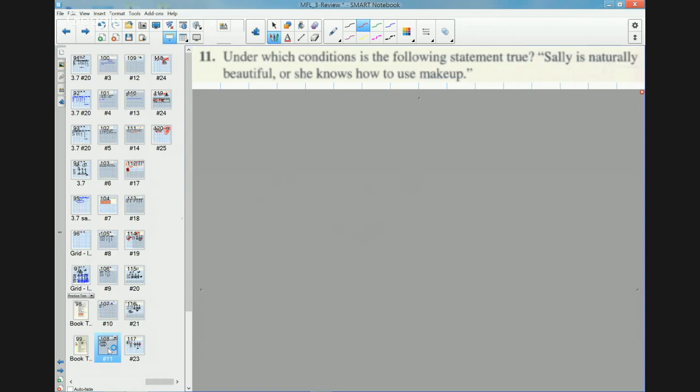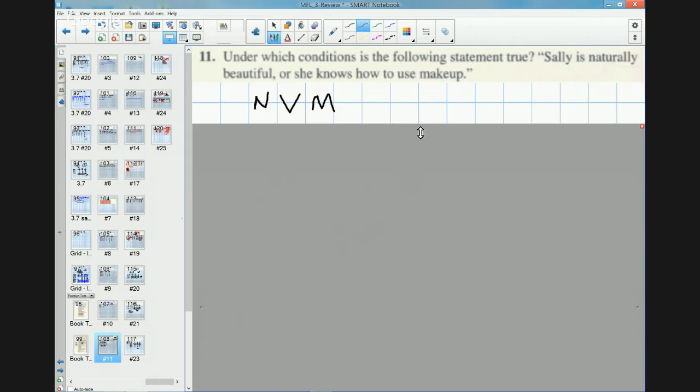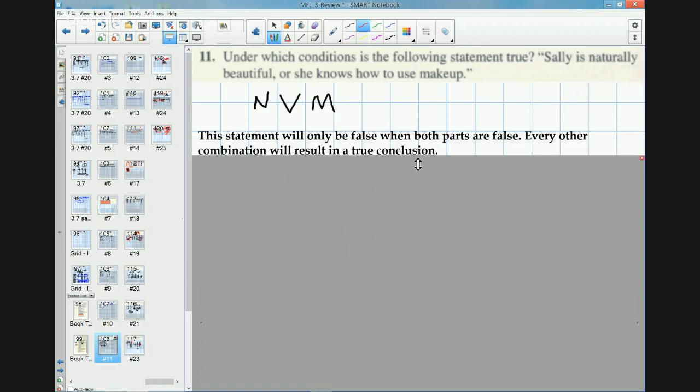Sally is naturally beautiful, or she knows how to use makeup. So we would set it up with the or sign, the V, and figure it out. We need some letters here to make it easier. Here's how I set it up. Sally is naturally beautiful, I call that N. Or she knows how to use makeup, I decided to call that M. It should be false only if both are false. So when will it be true?